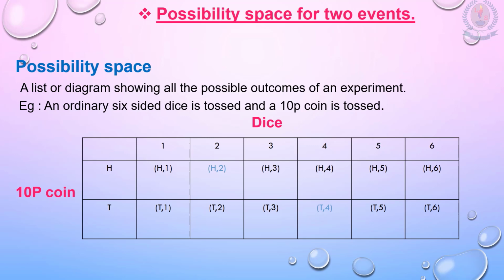An ordinary 6-sided dice is tossed and a 10-pence coin is tossed. With the dice, the 10-pence coin is also thrown. Simultaneously both events happen. So from the dice we can get the outcomes 1, 2, 3, 4, 5, 6. From the coin, head and tail. So you can draw the possibility space like that, and you can write all the outcomes like here using the bracket and the comma.